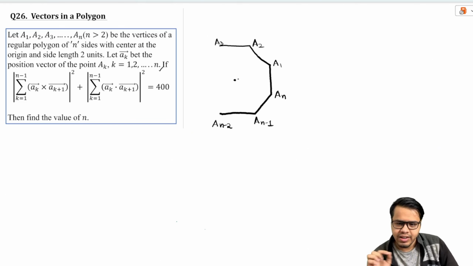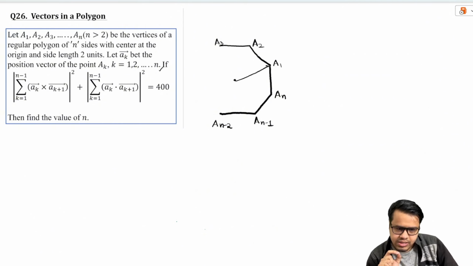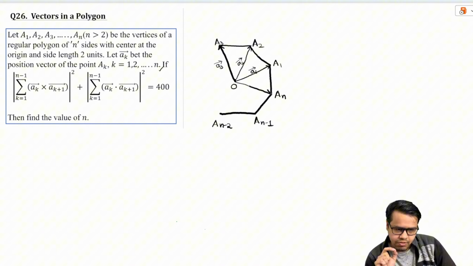So position vector denotes the vector which goes from origin to the vertex. So here this should be our a1 vector. This is our origin and this should be our a2 vector, and this is a3 vector and so on. This will be our an vector, and lastly let's write an minus 1 vector.